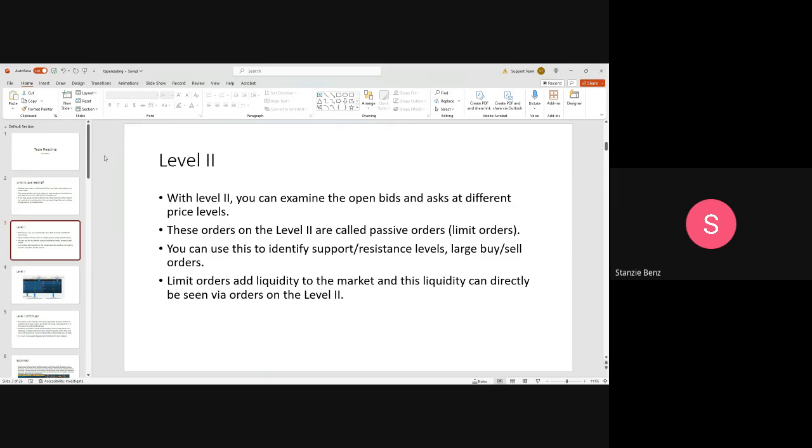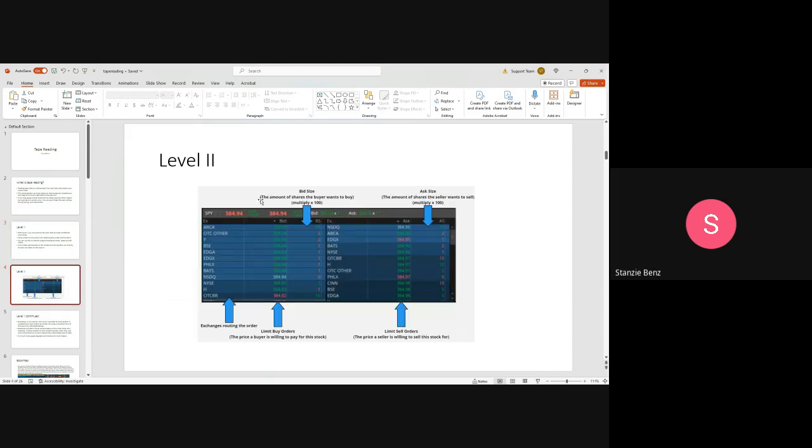Those are what are usually going to mark levels that might coincide with support and resistance zones that you've already drawn. These limit orders add liquidity to the market because they're just sitting on the book waiting to be filled. And this liquidity can directly be seen via orders on level 2, which your broker will normally provide. Although going forward, I'm going to go over why I don't use the broker-provided level 2 anymore, but I'll still go over what it is.